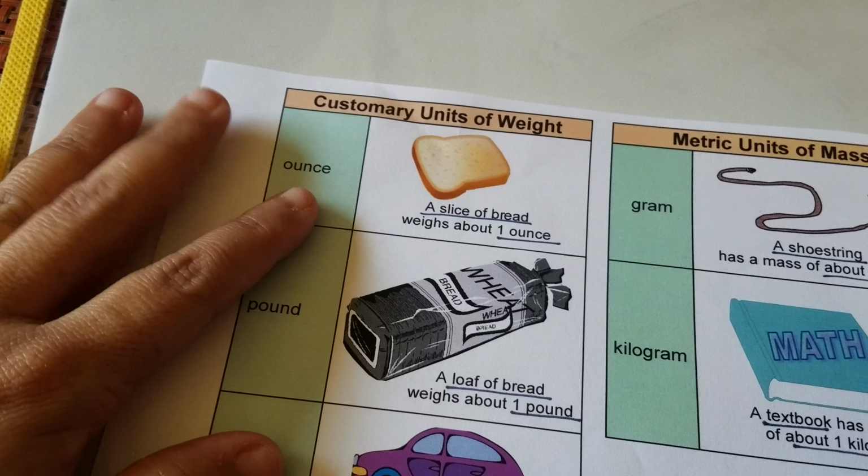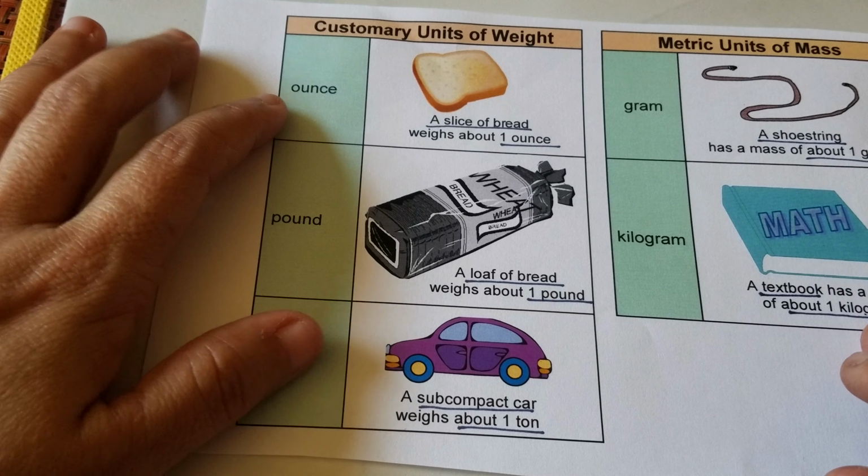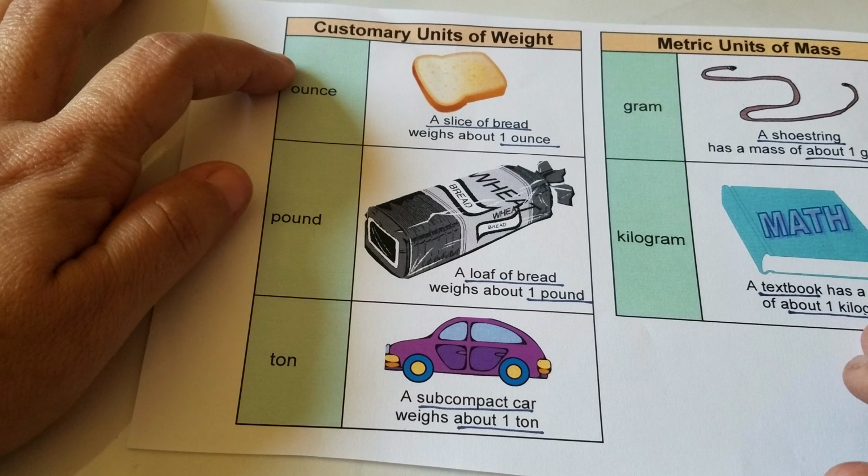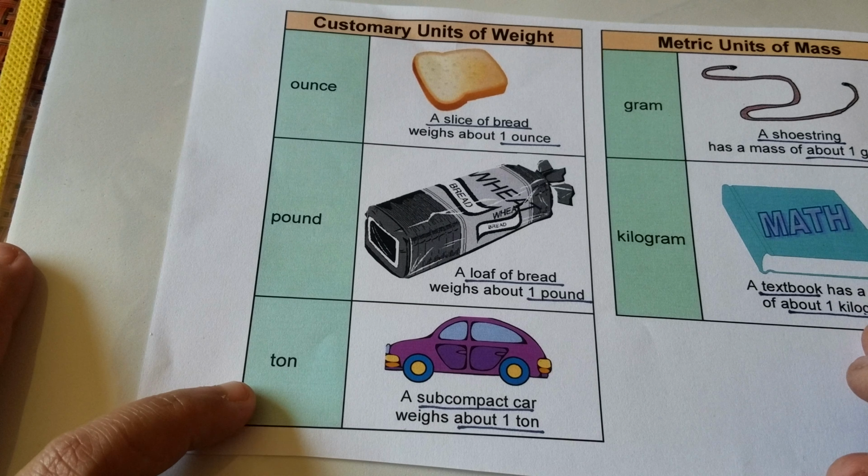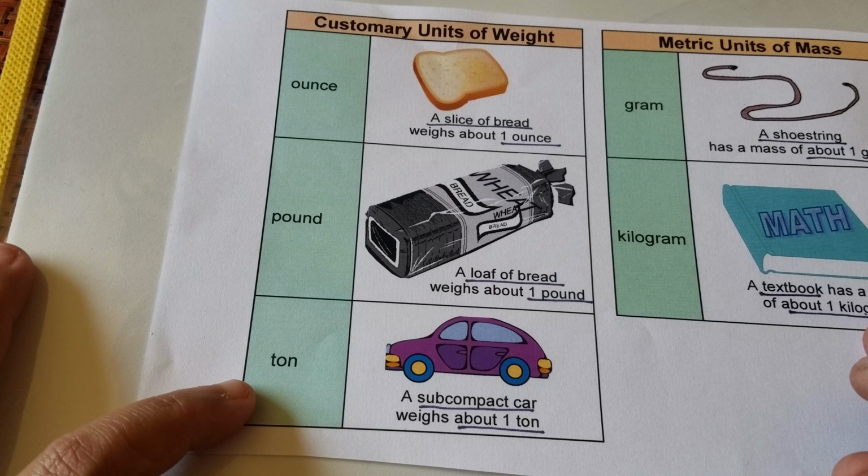So we're going now to look at capacity. I'm sorry, weight. Let me do weight first. So the weight, we have ounces to tons. So ounces is the lightest. Ton is the heaviest because we're talking about weight.